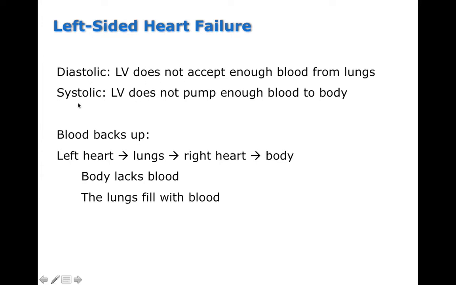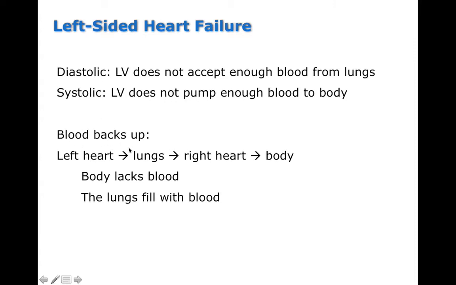And then systolic failure would be when the left ventricle can't force that blood well to the rest of your body. And this could be associated with conditions like ischemia of the heart muscle tissue on the left side. It could come from certain toxins or infection. There's a variety of things that can lead to a decrease in cardiac muscle contractility.